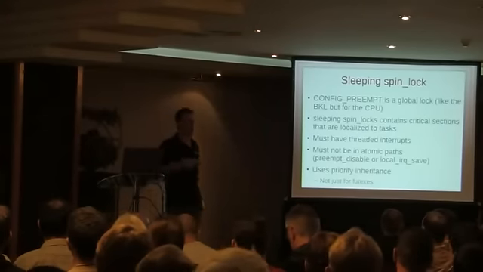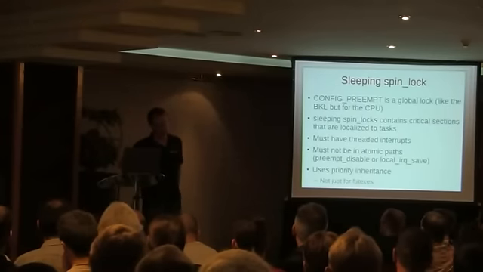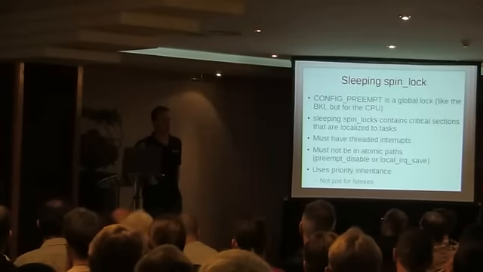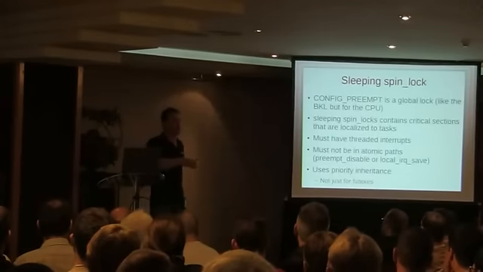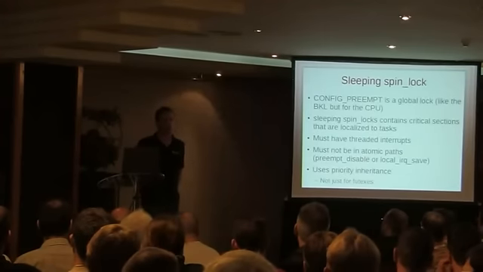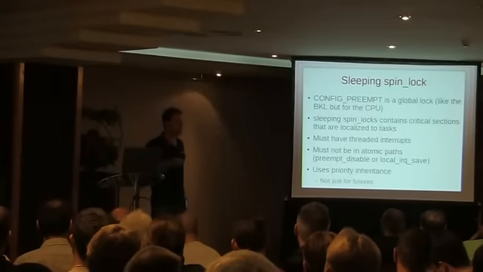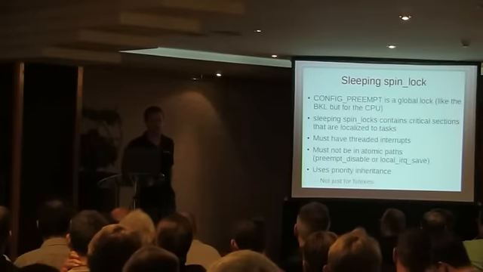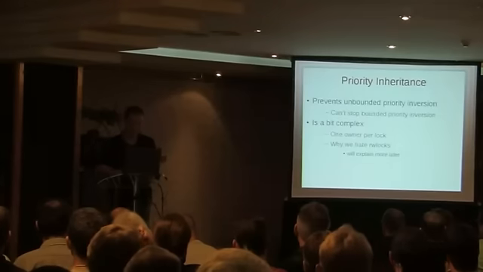If you do a pthread mutex with the PI attribute, like the pthread prio inherit attribute, you actually can have your threads in user space have priority inheritance. But that's not in the kernel. But when we enable full preemption, all the spin locks and mutexes within the kernel get this priority inheritance as well. So, what is priority inheritance?